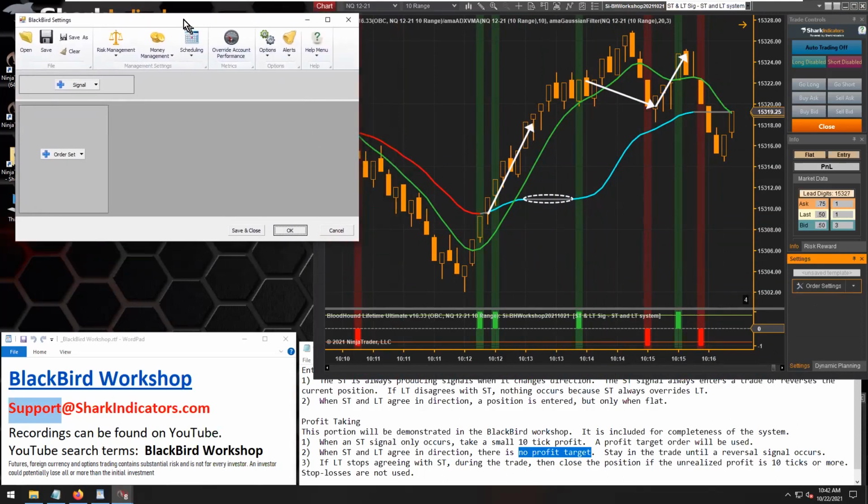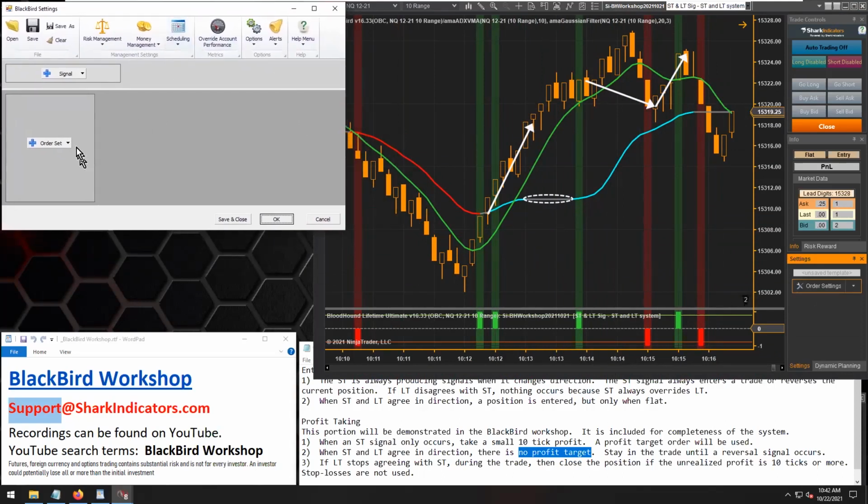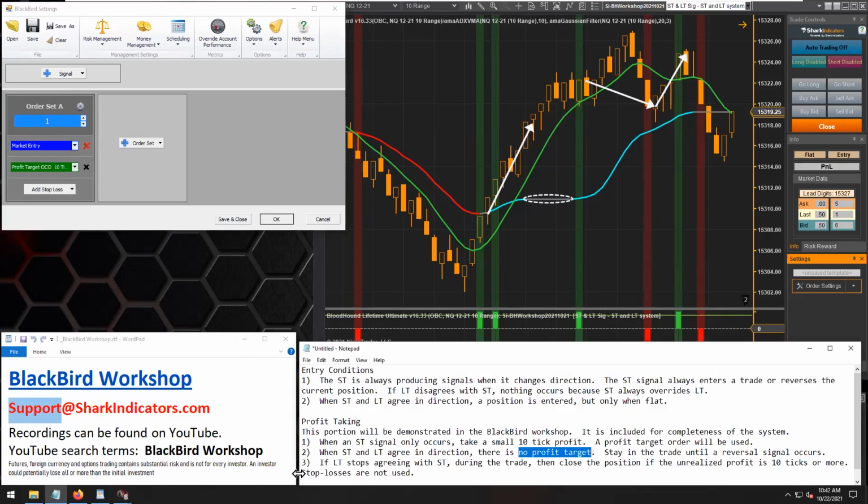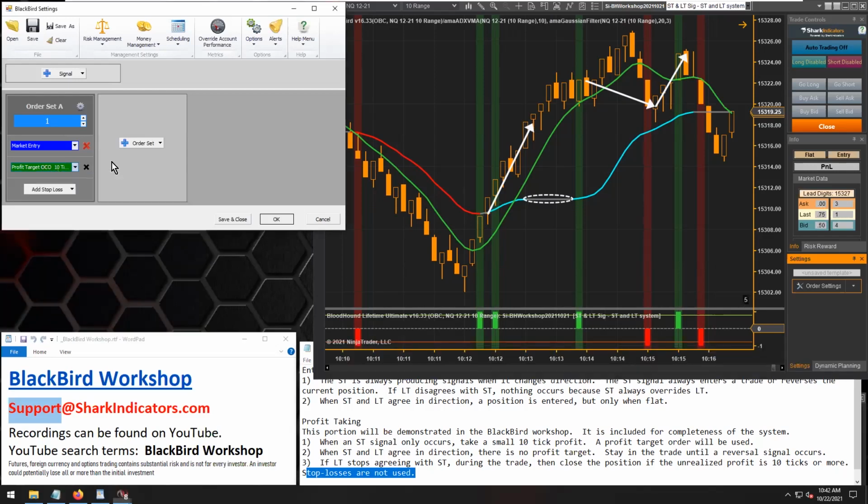All right, so I have BlackBird open. So this enters with a market order, and let's create a profit target here. So there's 10 ticks from the quick list, and there is no stop loss, right? So there are no stop losses used here. So really, everything that's going to take place is inside of the profit target. So, all right, we kind of have these orders started here, and we'll get back to the profit target.